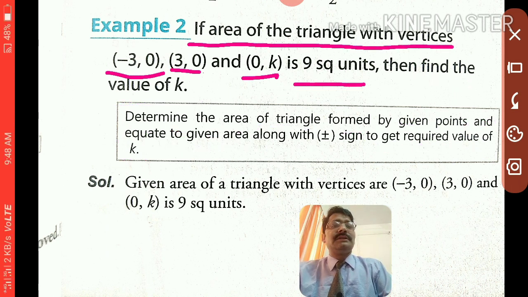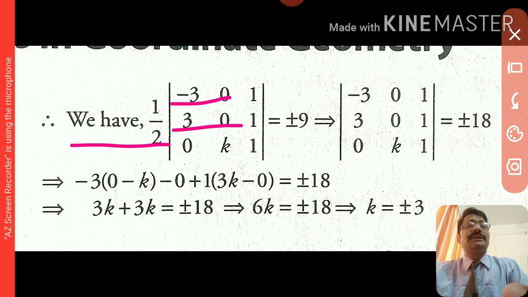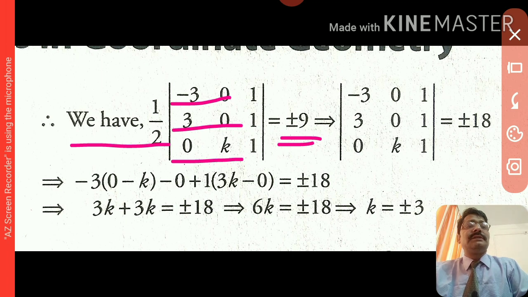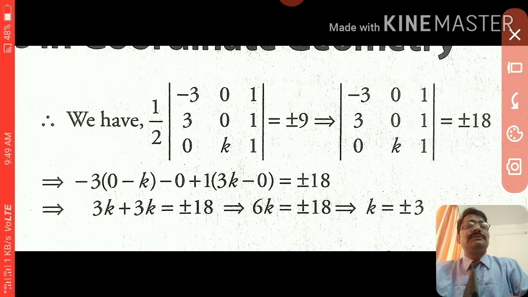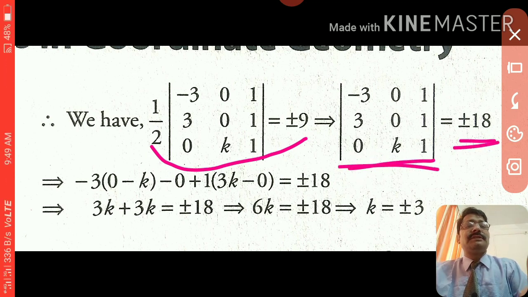Now here the vertices are given to you. You can check 1 upon 2, x1 y1 we put here, x2 y2 we put here, x3 y3 we put here, and then you write equal to plus minus 9. Cross multiply: this 2 you multiply by 9, so you get 18, and the determinant stays as it is. Now you open this determinant.